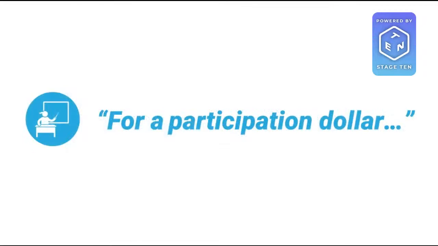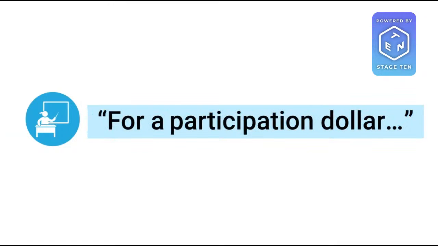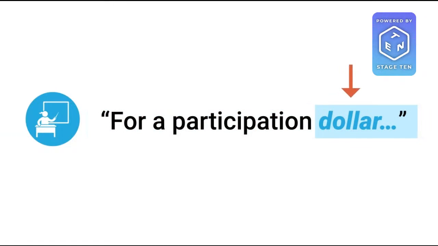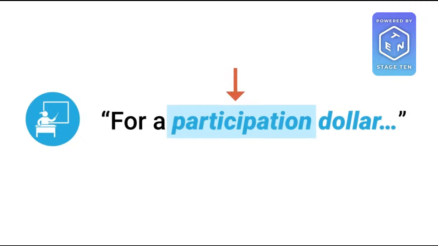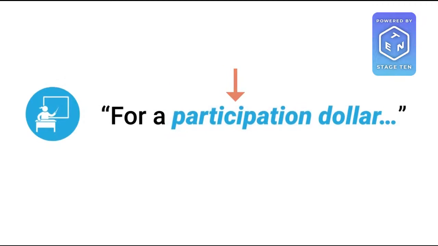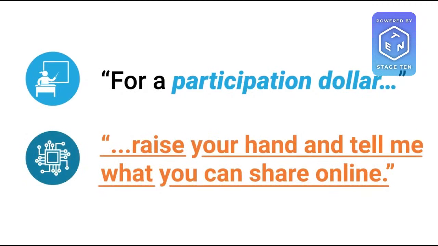Through each scripted lesson plan, specific language formulas are used to indicate when reinforcement is available and what specific behaviors will be reinforced. For example, teachers will use the phrase, "for a participation dollar." This signals to students that reinforcement is available and also identifies the behavior that is expected in order to earn reinforcement. Teachers may use this phrase in the beginning of each question or directive. For example, when a teacher is teaching online safety as a life skill, they may say, "For a participation dollar, raise your hand and tell me what you can share online."